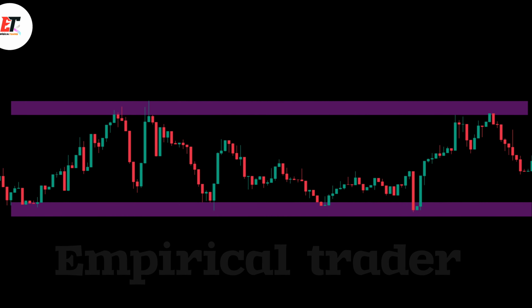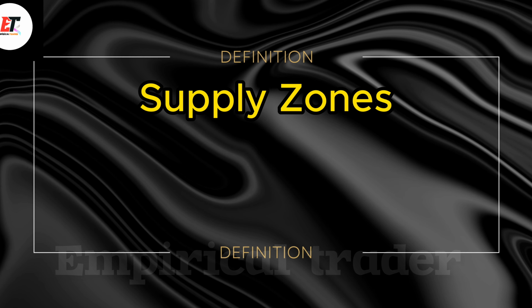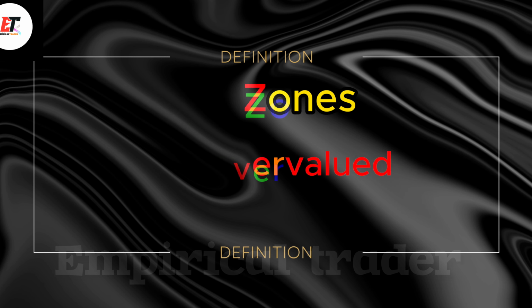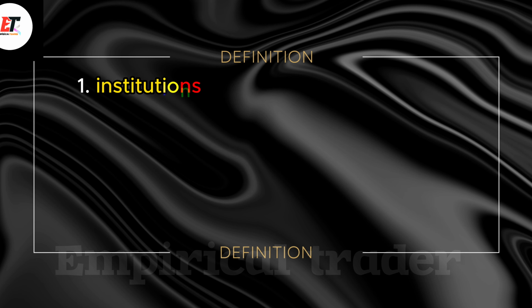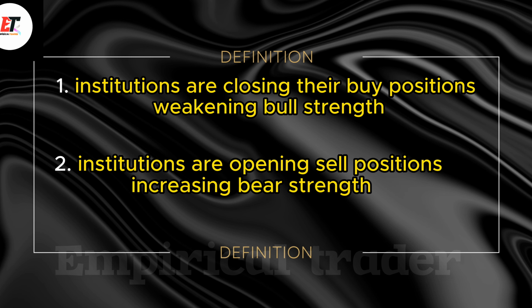Now, the zone above, where price reverses downward, is a supply zone. Price often reacts to these supply zones, demonstrating their importance. Supply zones are where institutions consider the asset overvalued and opt to sell or short the asset. As price could revert to the downside, this happens because, 1. Institutions are closing their buy positions, weakening bull strength. And 2. Institutions are opening sell positions, increasing bear strength.